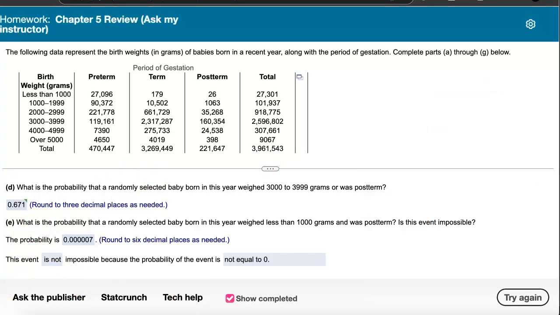For part E, we're going to find what's the probability a randomly selected baby born in this year weighed less than 1,000 grams and was post-term. Notice that's a very small amount, especially when we compare to the total. The second part of this problem asks if this event is impossible. Even though that probability is very small, when we divide those two numbers there, we're going to get this really small number. It's still not an impossible event because only impossible events would have a probability equal to 0.